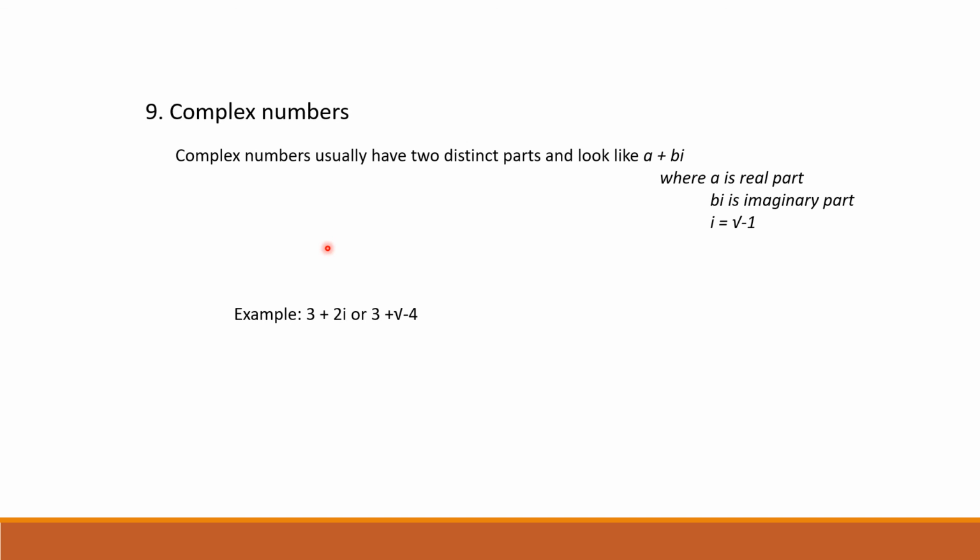Complex numbers. Complex numbers usually have two distinct parts and look like a plus bi, where a is a real part and bi is an imaginary part. i is equal to square root of -1. For example, 3 plus 2i or 3 plus square root of -4.